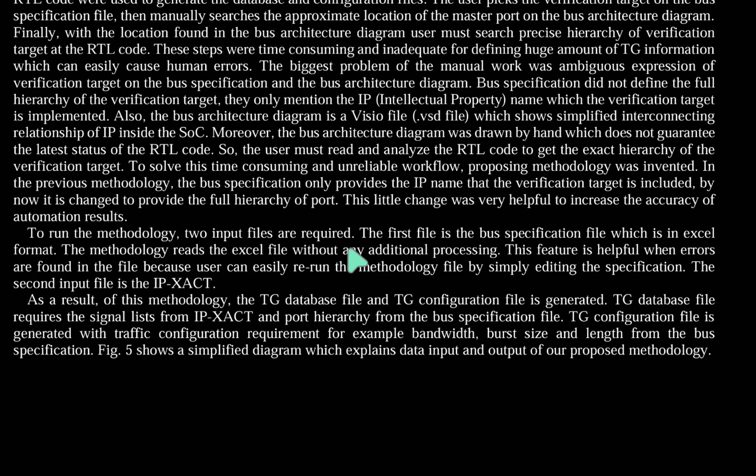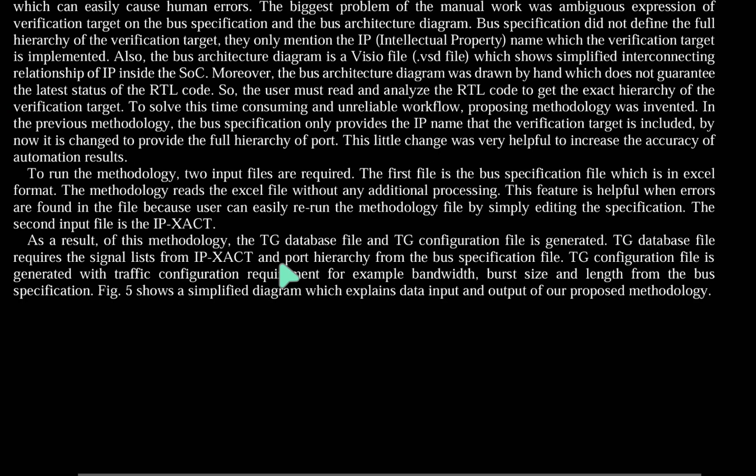The first file is the bus specification file, which is in Excel format. The methodology reads the Excel file without additional processing. This feature is helpful when errors are found in the file, because the user can easily rerun the methodology by simply editing the specification. The second input file is the IP-XACT.